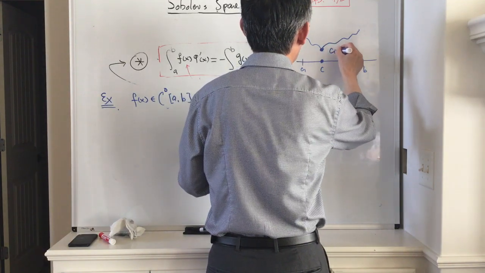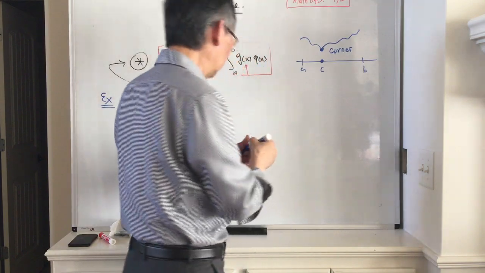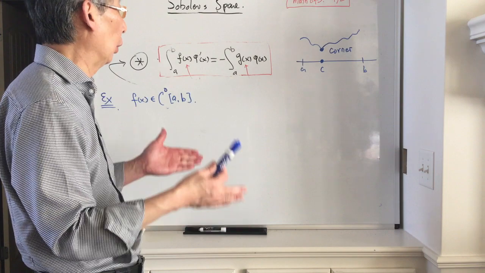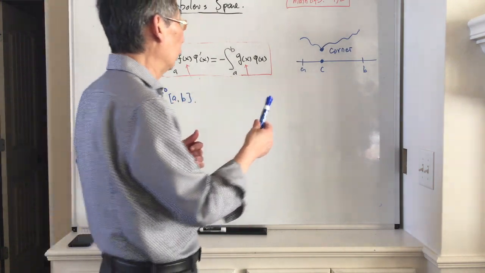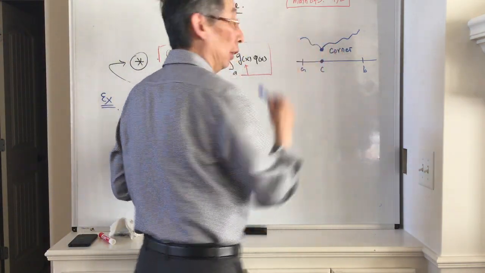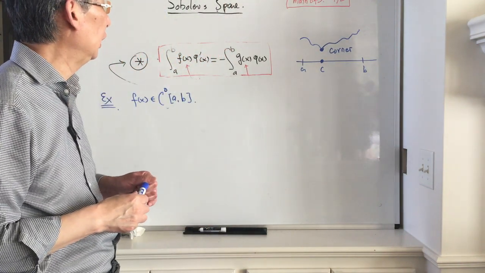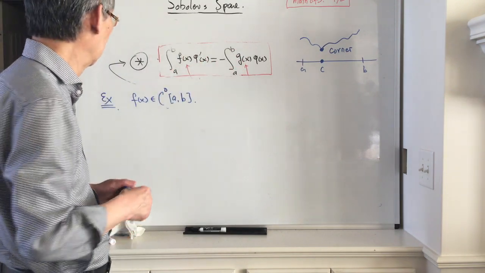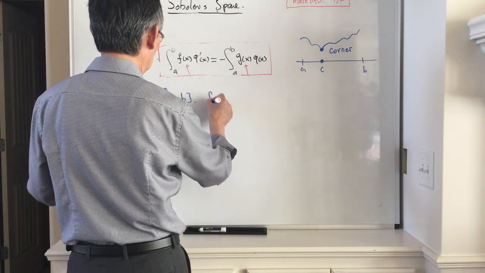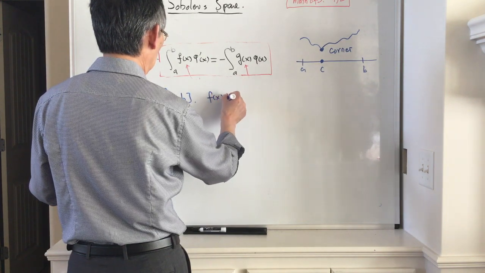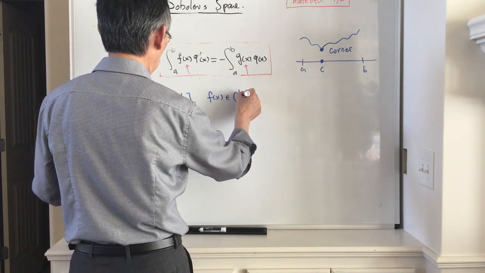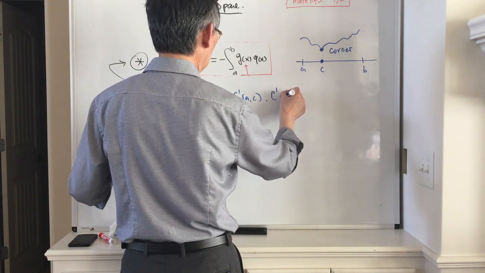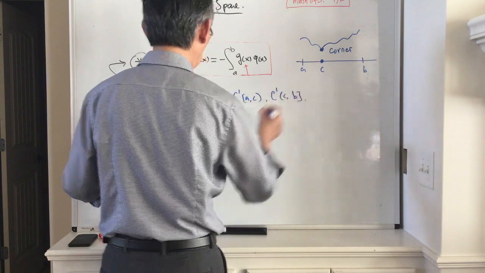This means the function is continuous. However, it is not differentiable at every point inside (a,b), because the function is not differentiable here. We're going to see that for such a function, which is not in C1, the weak derivative exists. So I can define this function like this: f(x) is in C1 on (a,c), and also in C1 on (c,b).